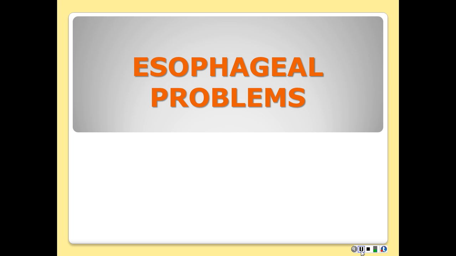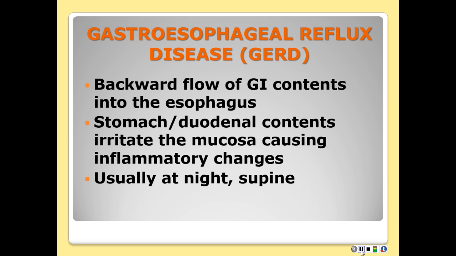These are in chapter 57. One of the main ones that we want to talk about is gastroesophageal reflux disease, or GERD. It's pretty common out there these days. It's really a backward flow of GI contents into the esophagus. The stomach and duodenal contents irritate the mucosa, and it causes inflammatory changes to the esophageal mucosa.